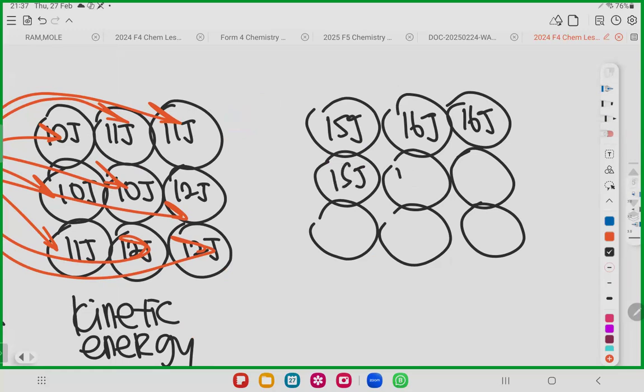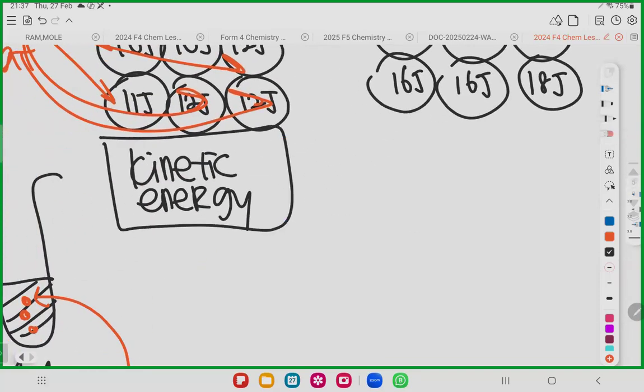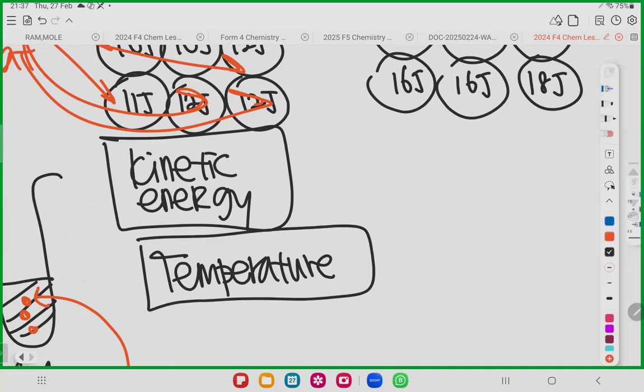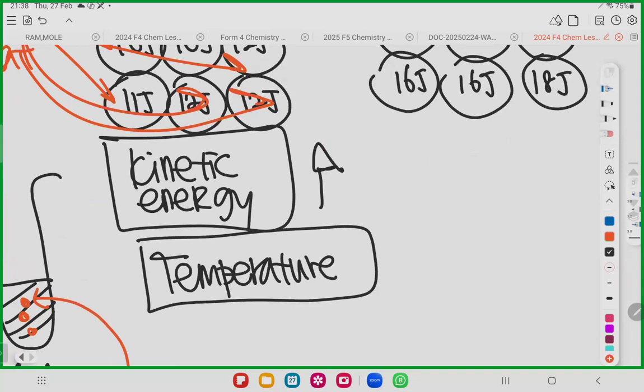So now all the particles here will have more and more energy, right? And I want everyone to know this: kinetic energy is always related to temperature. Kinetic energy and temperature are best brothers, they are twins. Whatever happens to kinetic energy, the same thing will happen to the temperature. When kinetic energy increases, temperature will increase. When kinetic energy decreases, temperature will decrease. When kinetic energy doesn't change, temperature doesn't change.